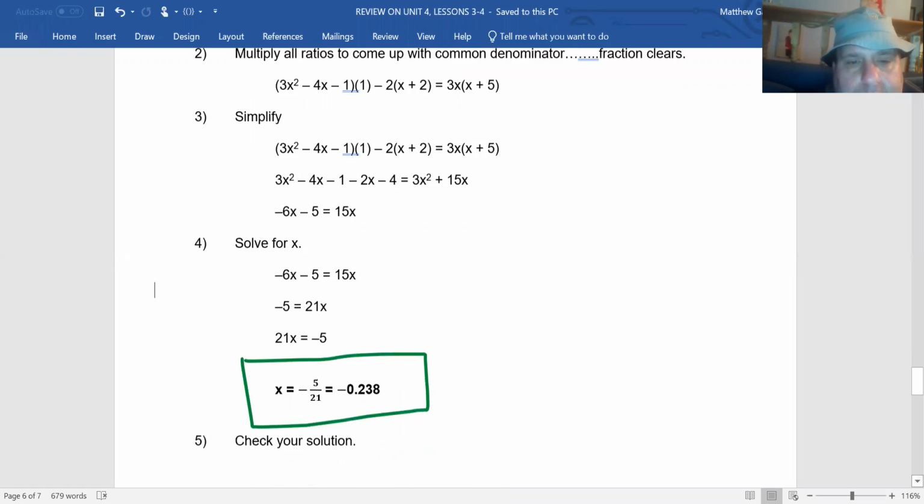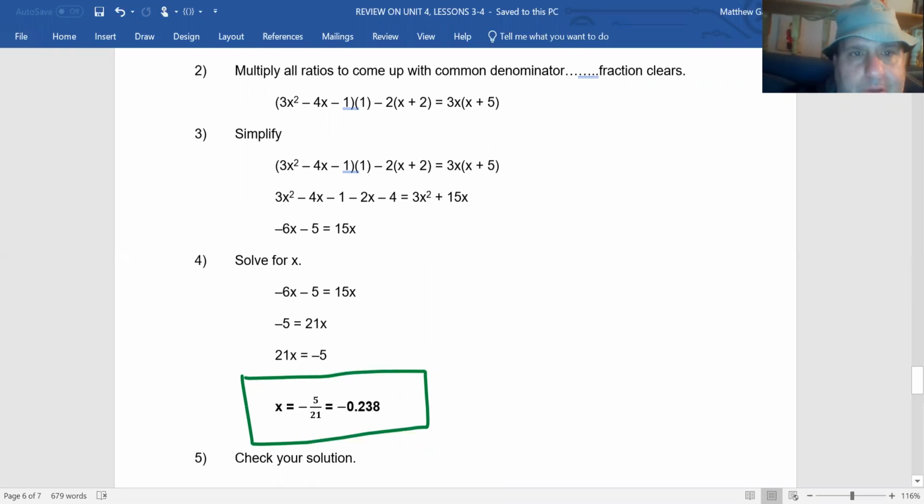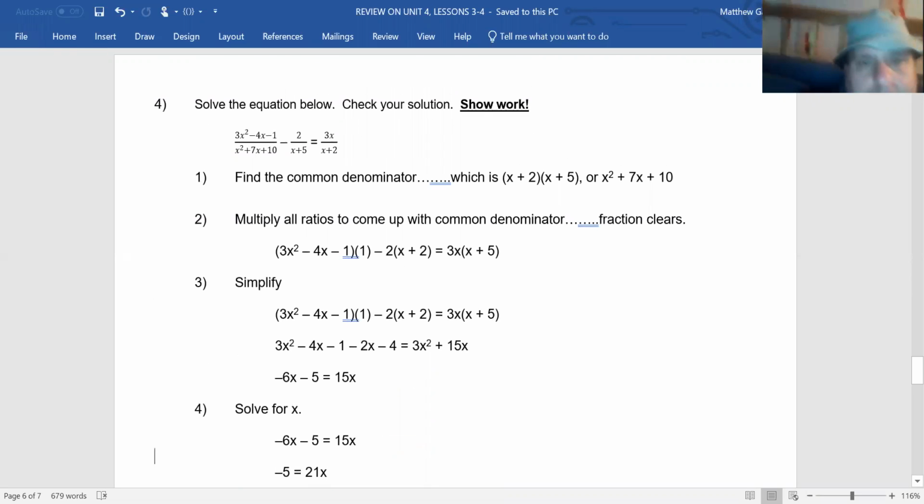Check the answer on Desmos. It's negative 5 over 21, negative 0.238. So just to go through it. Common denominator is just x plus 2 and x plus 5. So we don't touch the trinomial. We just multiply it by 1. And I just brought it down here.